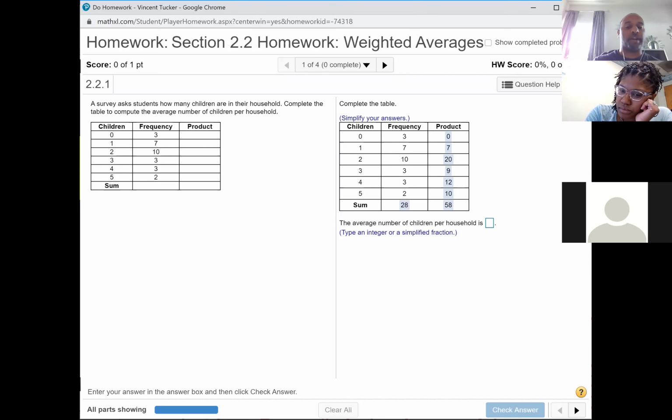How many children did you have in your home? So the frequency, which is 3 for the first one, 3 people said that they have 0 children in their home. And then 7 people said that they have 1 child in the home. 10 people said they had 2 children in the home, and so on. So those 2 columns don't change when we go to actually filling out the chart.